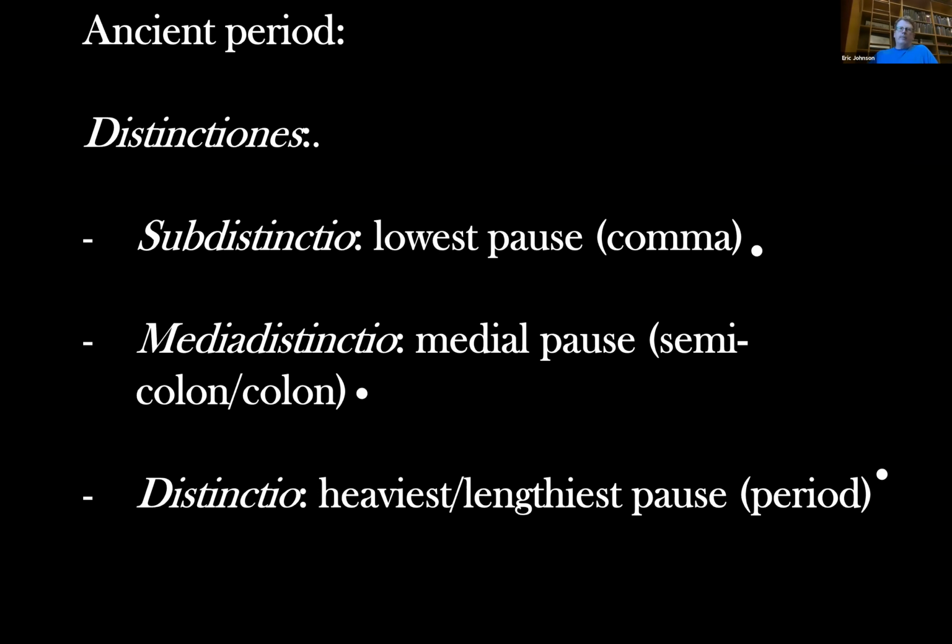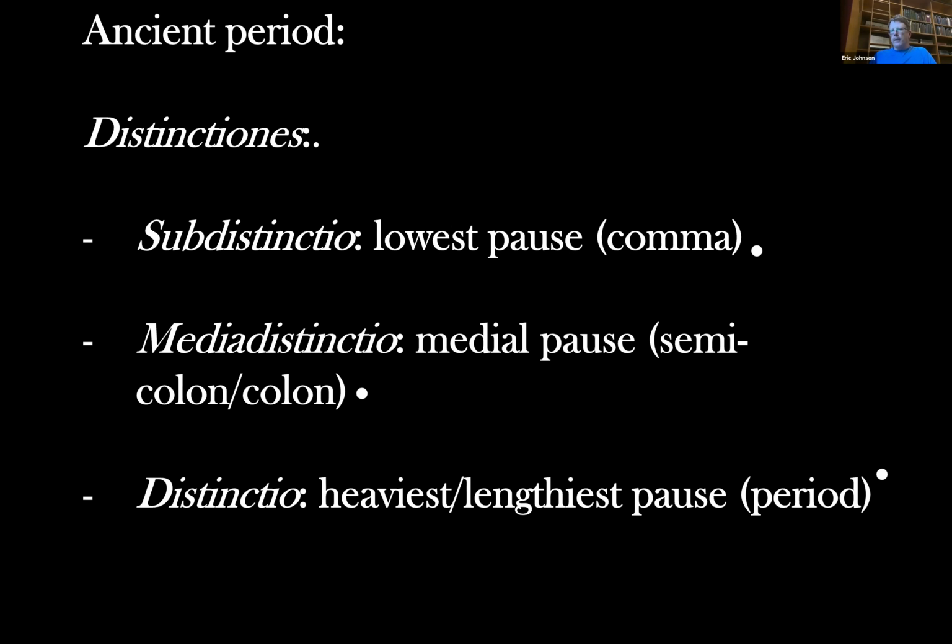Another method of ancient punctuation is the distinctiones system, and this is really rather simple. It is comprised of a single point, or a punctus, and the significance of that punctuation and its value is dependent entirely on where it is placed on the line of writing.